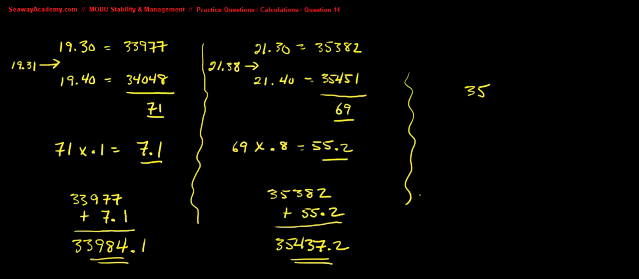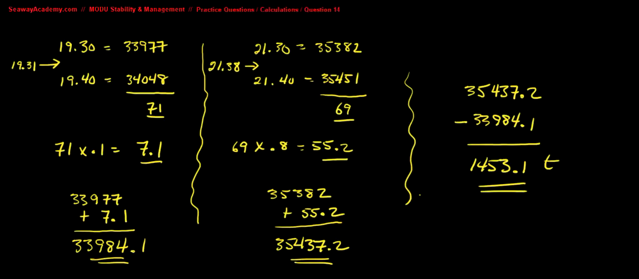So now we have to take the difference between these displacements. So the first displacement for a draft of 19.31, we found that to be 33,984.1. And for a draft of 21.38, we found that to be 35,437.2. So we take the difference between the two, we get 1,453.1 tons.